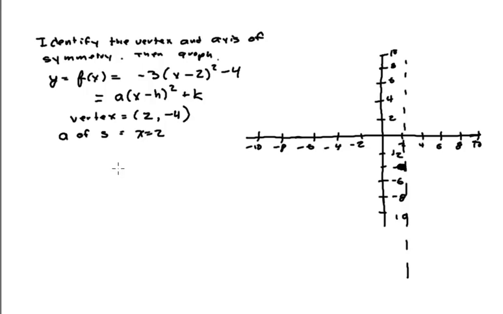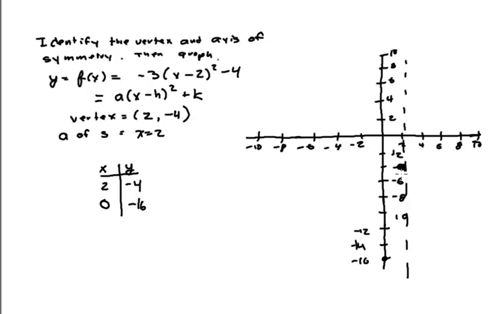To get a few other points, let's just pick some and find what they would be. We already know that when x is 2, y is negative 4, because that's our vertex. When x is 0, just plug in 0 here. 0 minus 2 is negative 2, squared is 4. 4 times negative 3 is negative 12. Negative 12 minus 4 is negative 16. So at 0 we get negative 16. So it'd be all the way down here.